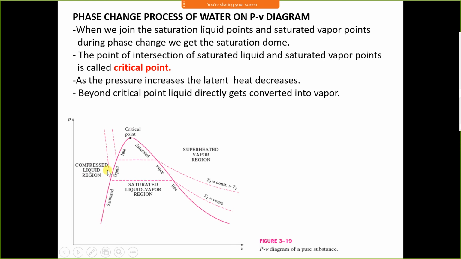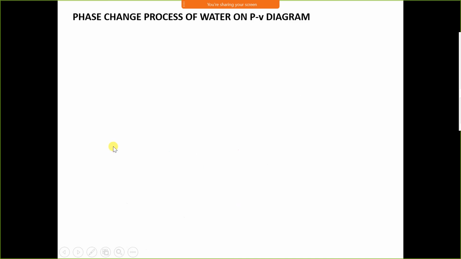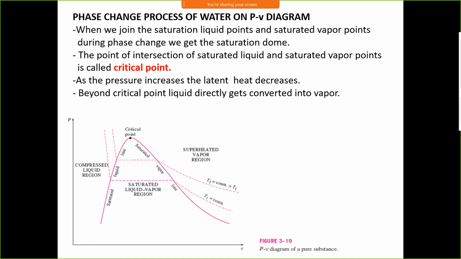Now this is a saturation curve. This saturation curve is obtained by joining the saturated liquid points and saturated vapor points. This is called the saturation curve. This is a TV diagram. This is the saturation liquid line, this is the saturation vapor line. When the saturation liquid line and saturation vapor line intersect, that intersecting point is called the critical point.